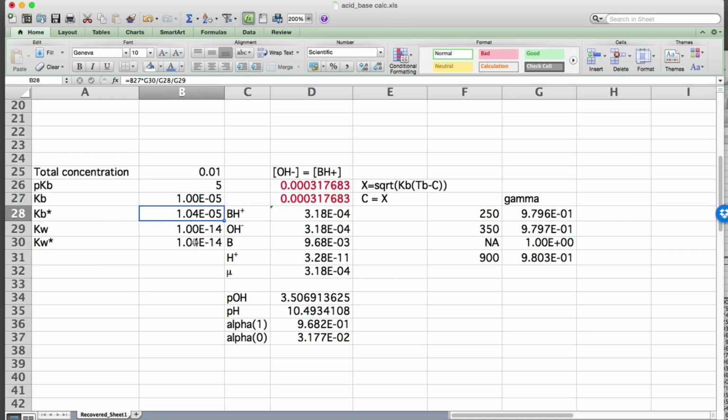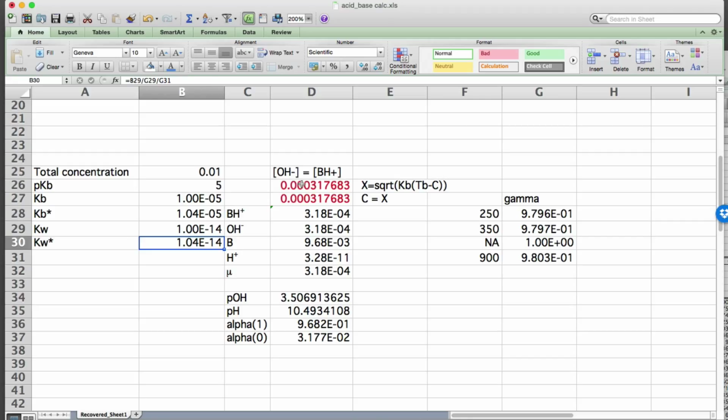I did the same thing for the Kw star. In this case, I divided the Kw by the activity coefficient of the hydroxide ion and the activity coefficient of the proton. So instead of putting brackets around them, I just divided twice because of the order of operations in Excel. All right, so now that I have values for Kb star and Kw star, I can use these ionic strength corrected values in my equation.